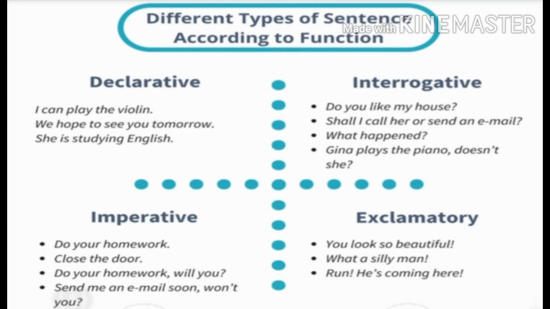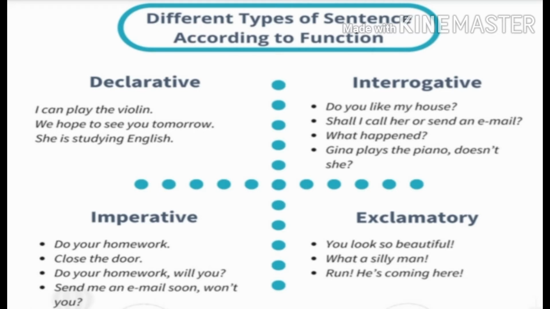Now let's focus on the different types of sentences according to its function with few examples. Firstly, let's focus on the examples of declarative sentences. Look at the examples. I can play the violin. We hope to see you tomorrow. She is studying English. See, all these 3 sentences are beginning with a capital letter and ending with a period or full stop, and all these sentences are stating something. So we can call it as a declarative or assertive sentence.